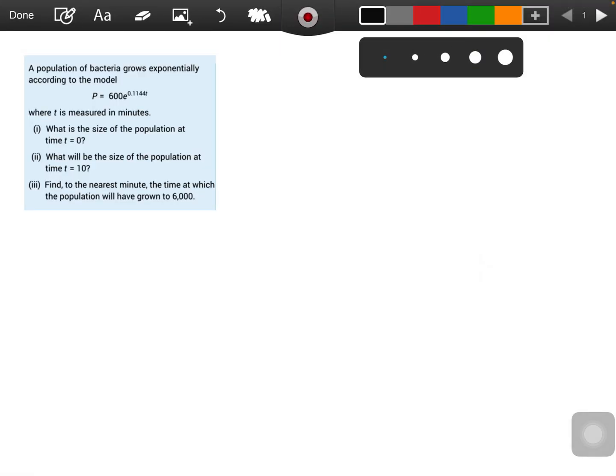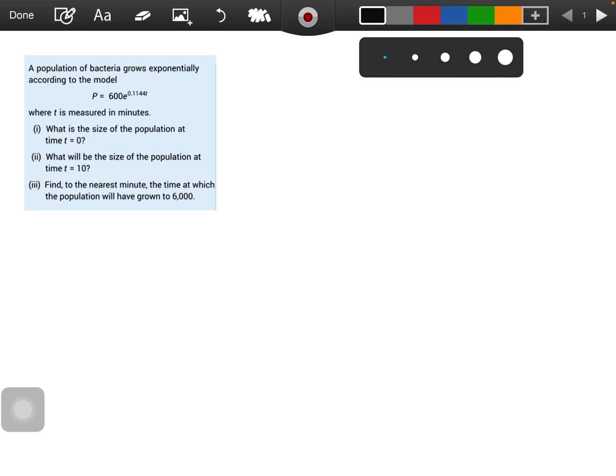Okay, so have a look at this question, see what you think, pause the video, and you can try it. It's one of the first times we are going to try and use what we know about logs to help us solve real life situations. So this question says a population of bacteria grows exponentially according to the model P is equal to 600 e to the power of 0.1144 t, where t is measured in minutes. What is the size of the population at time t equals 0?